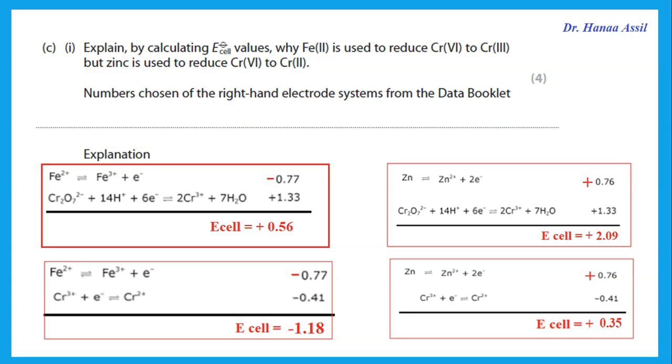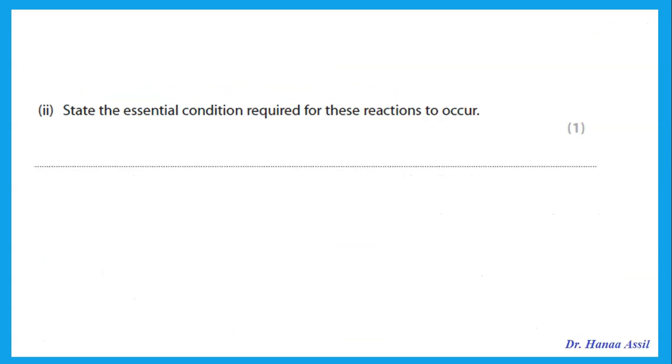Now we are required to write the numbers chosen of the right-hand electrode systems from the data booklet. Which equations did we get from the data booklet? These are the equations that we used to reach this conclusion. State the essential conditions required for these reactions to occur. Remember, all of these reactions are in acidic medium, so the presence of an acid is essential.